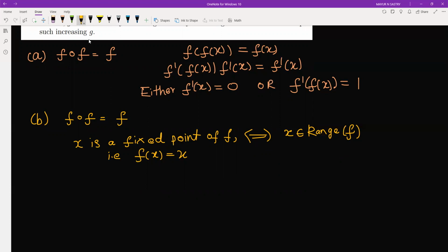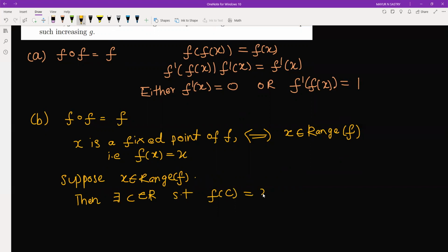How do we prove this? Suppose x is in the range of f. Then there exists, this is the symbol for there exists, c in R such that f of c is actually equal to x. Now what is f of x? f of x is just going to be f of f of c. And since f composed with f is f, we must have this to be equal to f of c, which is just x, which proves that x is a fixed point of f.